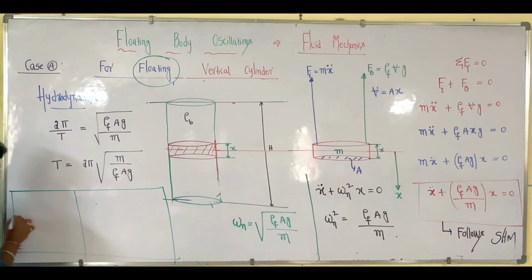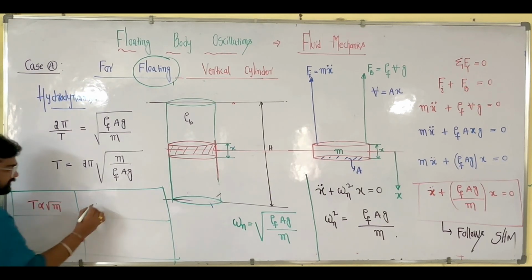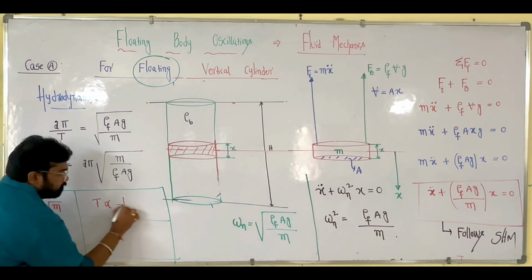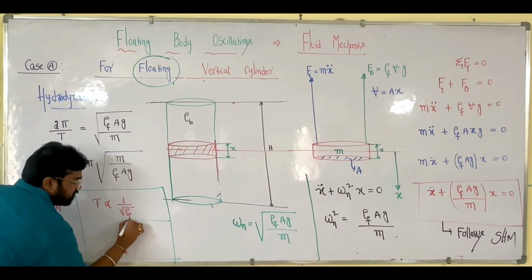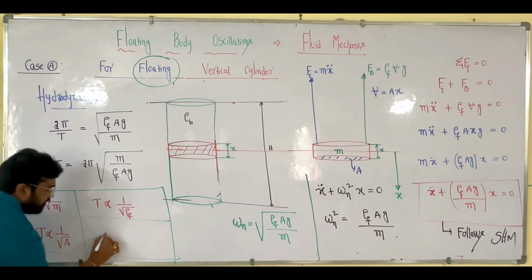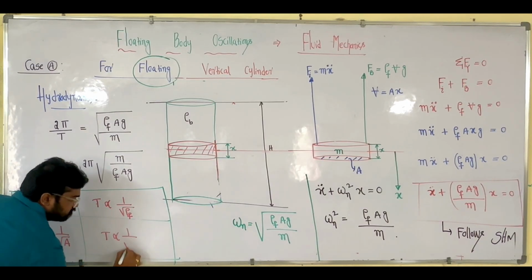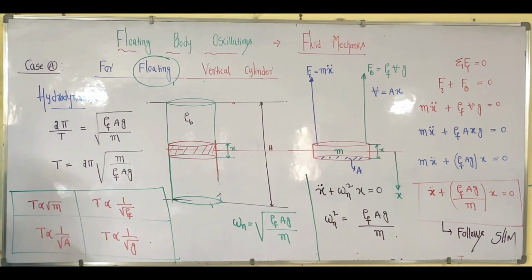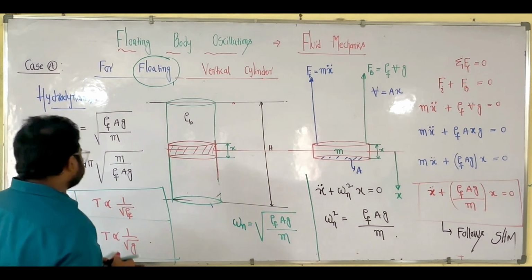This is a previous year competitive exam question. T is directly proportional to root m. T is inversely proportional to the density of the fluid, inversely proportional to the area, and inversely proportional to g. Understood or not?